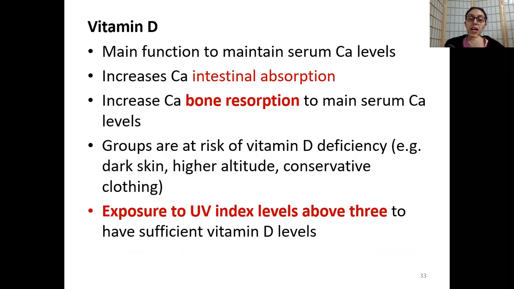Then, most of you know about this, groups that are at high risk of vitamin D deficiency include, for example, those with conservative clothing, specific ethnic backgrounds, and individuals staying at higher altitude because you have less sunlight.